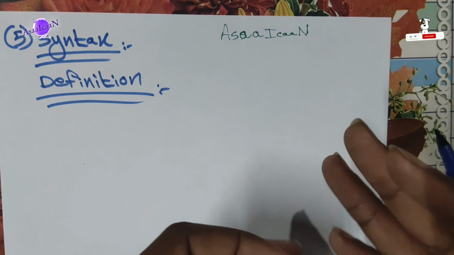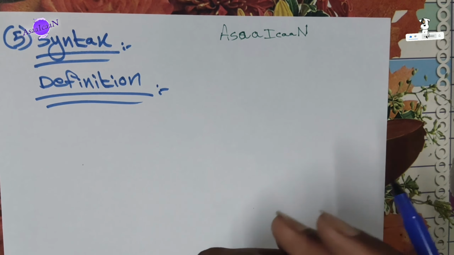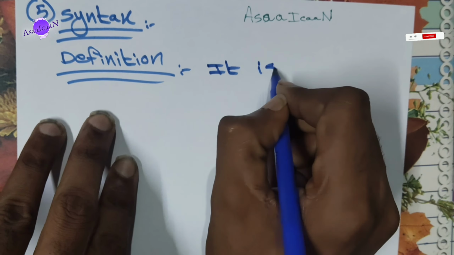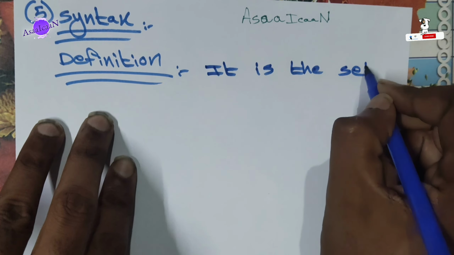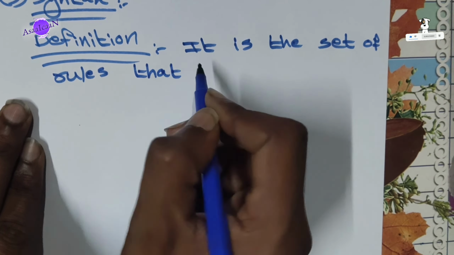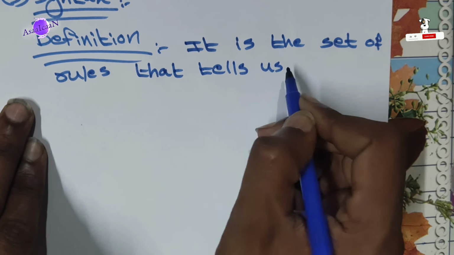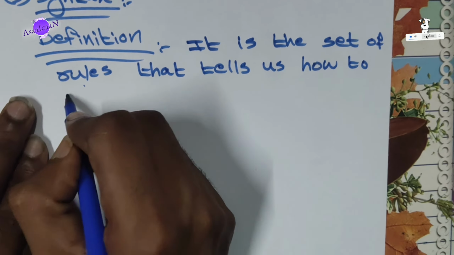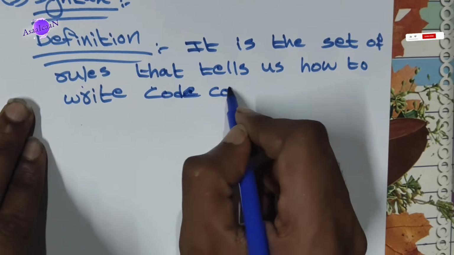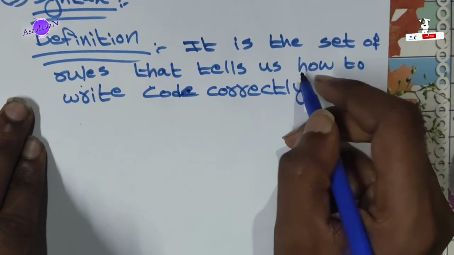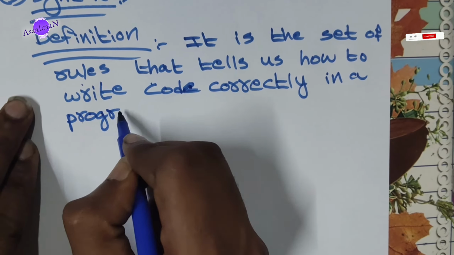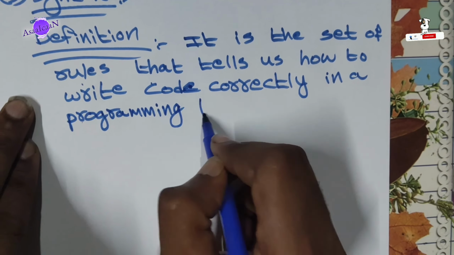Okay. Now I can write the definition once. So I can also write a simple example. Now here, it is the set of rules that tells us how to write code correctly in a programming language.